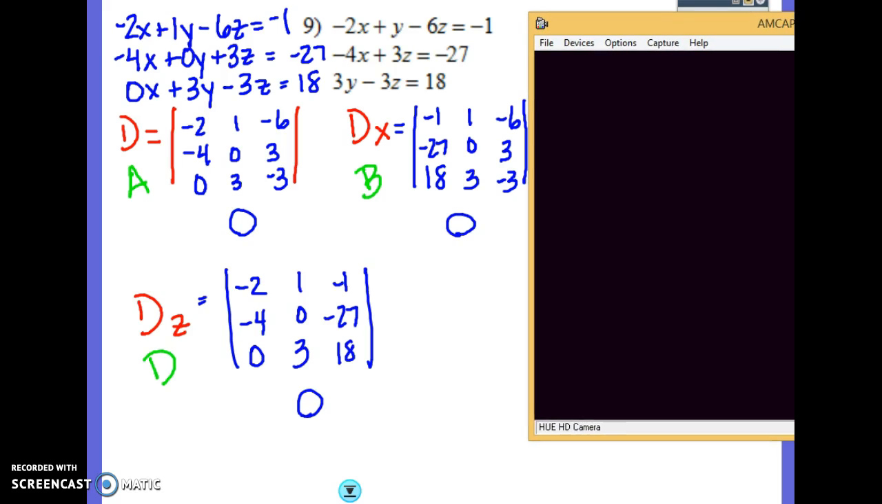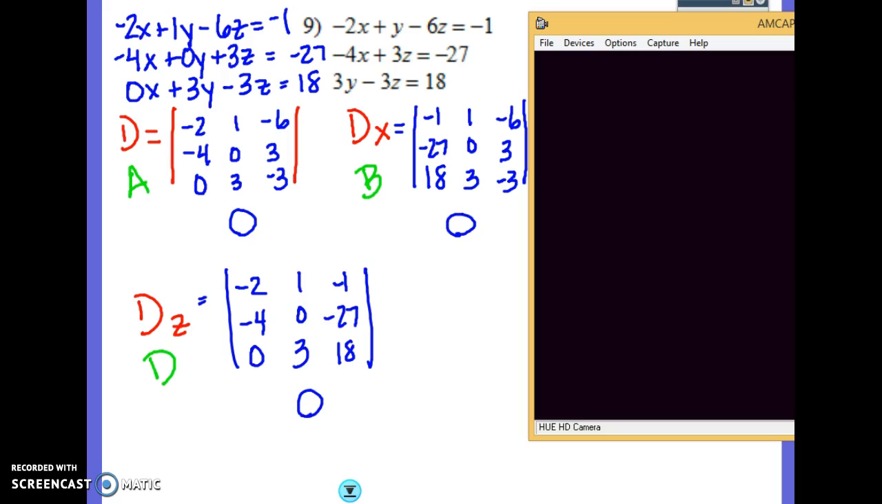again, I'm going to enter, that's a 3 by 3, and then I'm going to enter my rows. So negative 1, 1, negative 6, negative 27, 0, 3, and 18, 3, negative 3. And then row 3, that is row 3, 18, 3, negative 3. So enter and do second mode and get out of that.